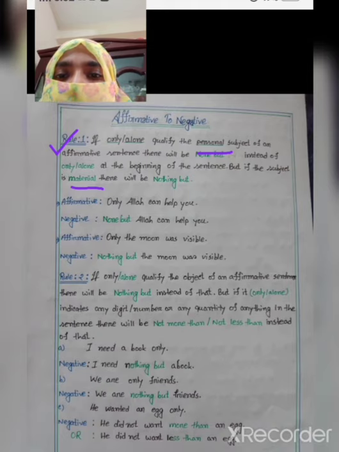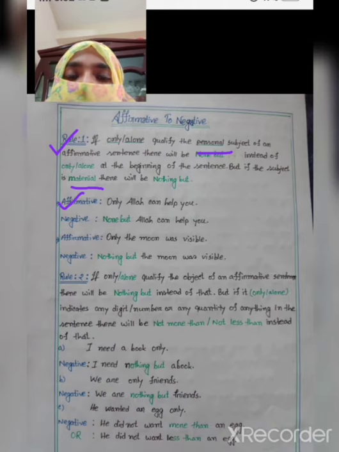Let's see some examples. Example number 1. Only Allah can help you. In the negative answer, we can see we use here none but. Why have we used none but? Because Allah is a personal subject. None but Allah can help you.